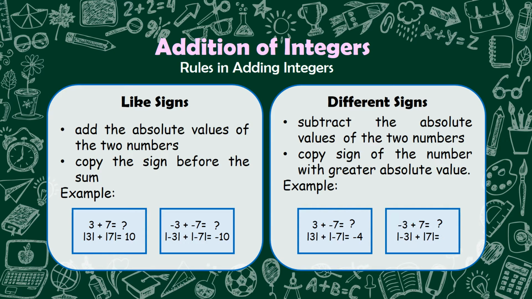And last example, we have negative 3 plus positive 7. Again, we have different signs. So the absolute value of negative 3 and the absolute value of positive 7, subtract them, we will have 4. And since 7 is greater in absolute value, our final answer will be positive 4.